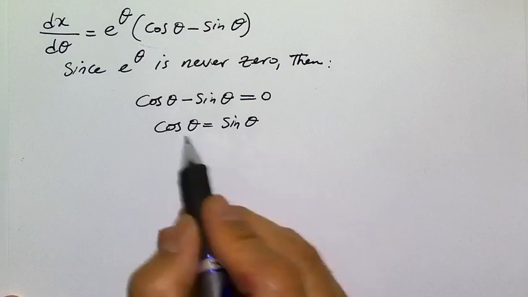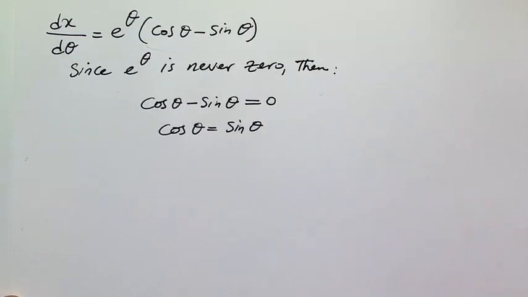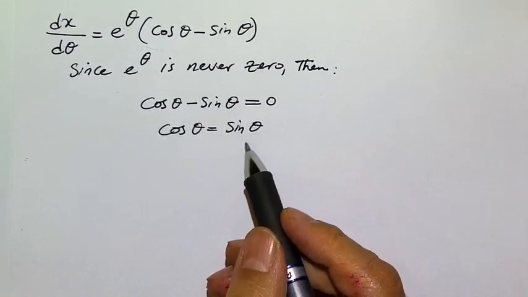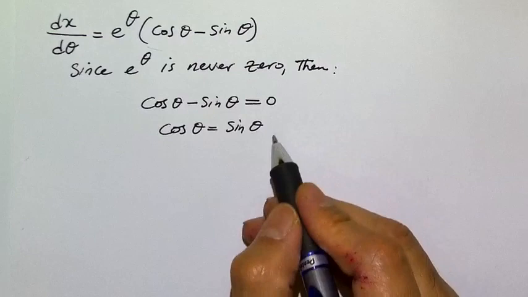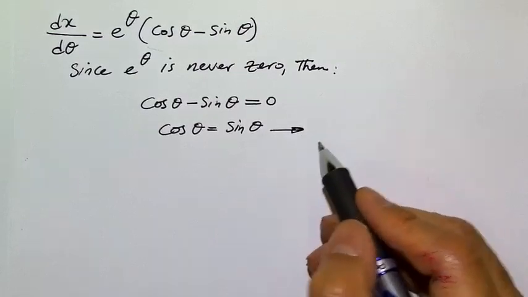So when do we have this situation occur? When do we have the cosine of an angle equal to the sine of the same angle? The quick response is pi over 4, right? But are there other angles that have the same situation? And the answer is yes. So based on this, let's generalize that.